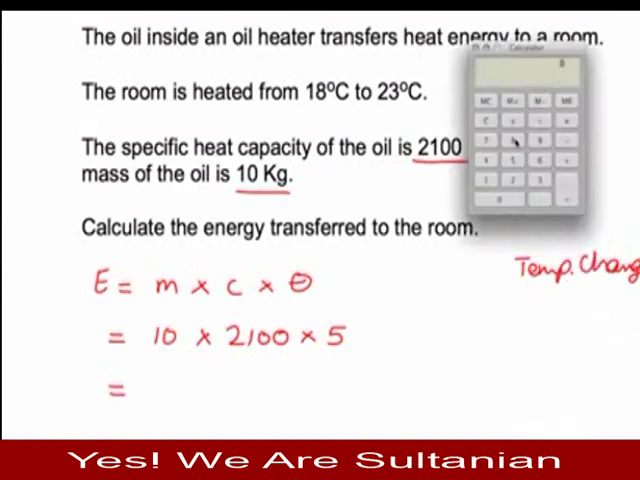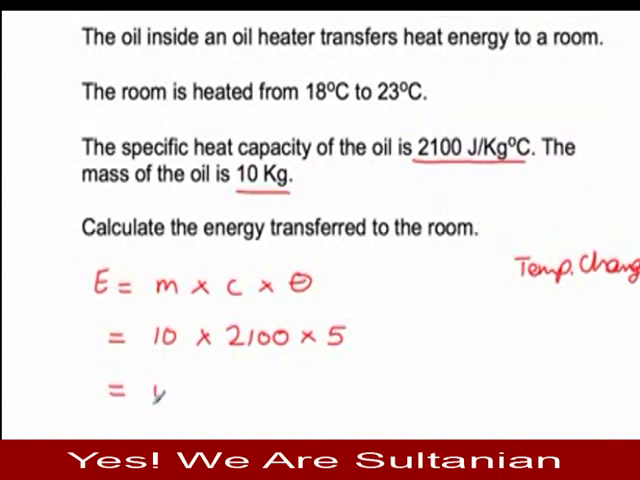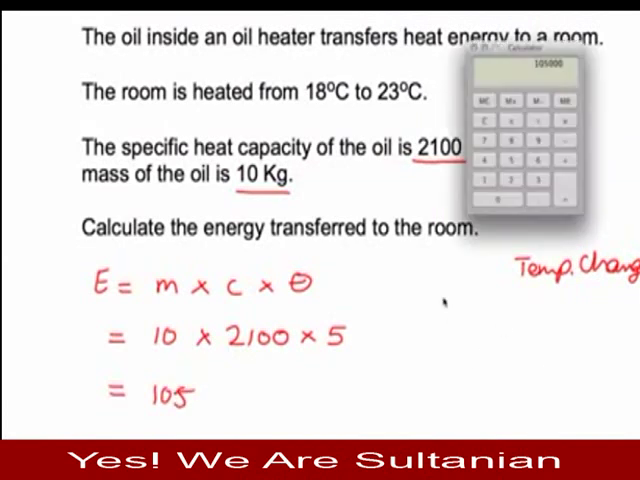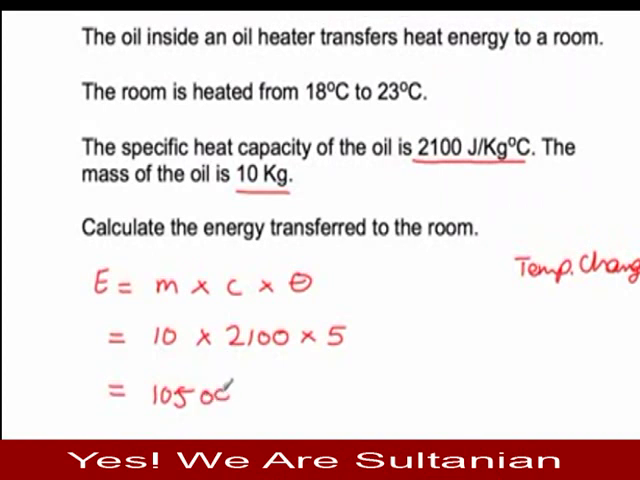let me just get a calculator out for this one. So it's 10 times 2100 times 5, and the answer is 105,000 joules. So 105,000 joules, or if you're going extra steps, 105 kJ. Okay, so that's the answer.